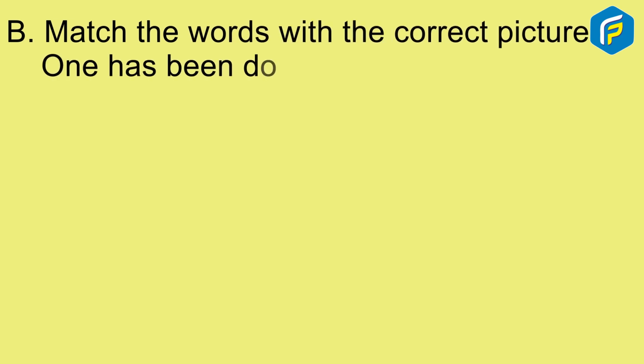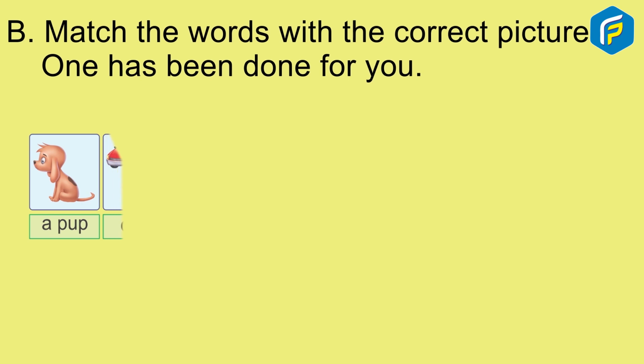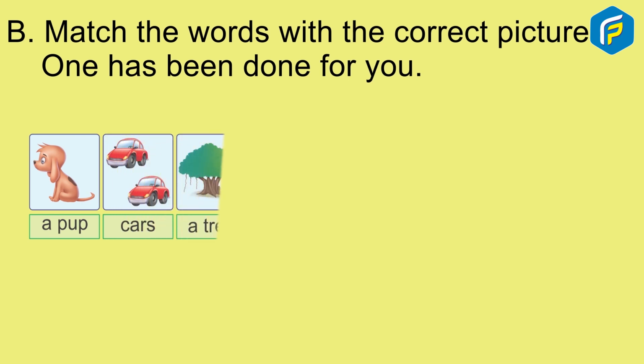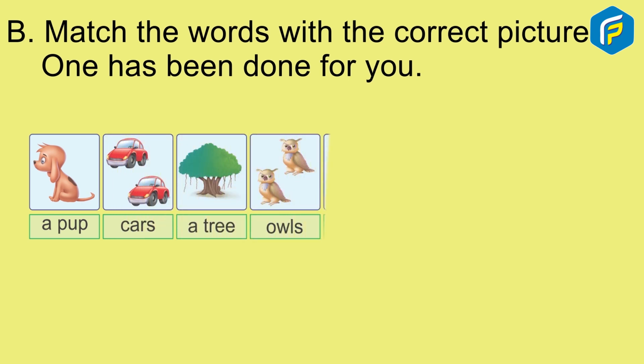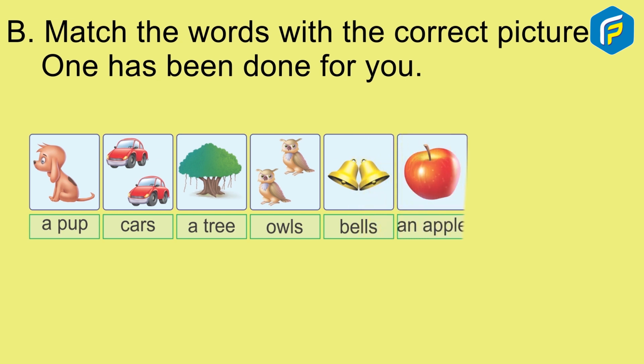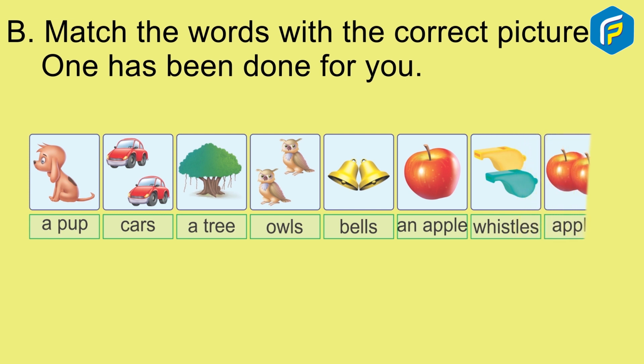Match the words with the correct pictures. One has been done for you. A pup. Cars. A tree. Owls. Bells. An apple. Whistles. Apples.